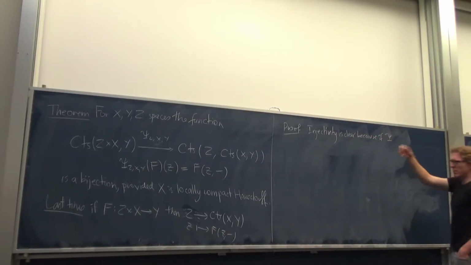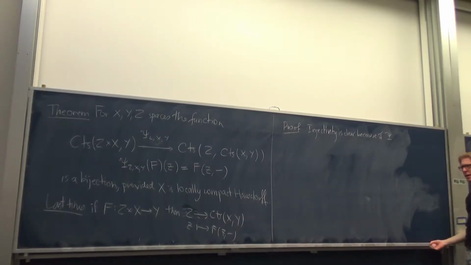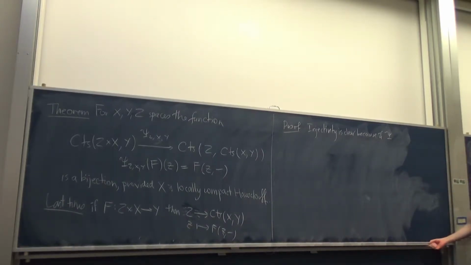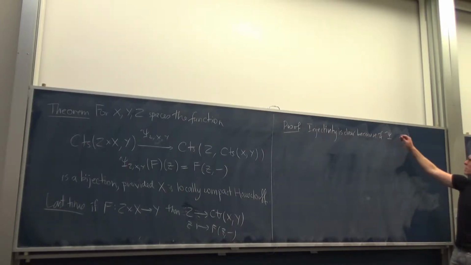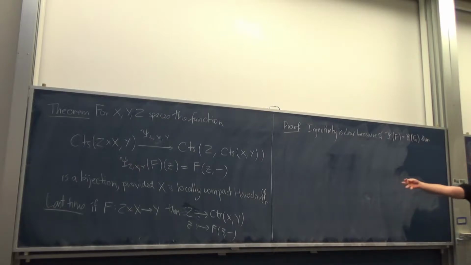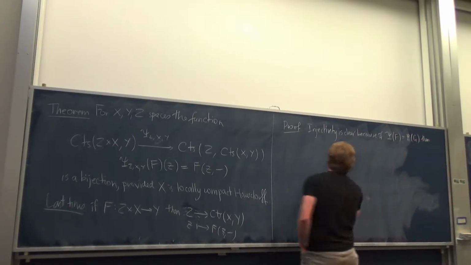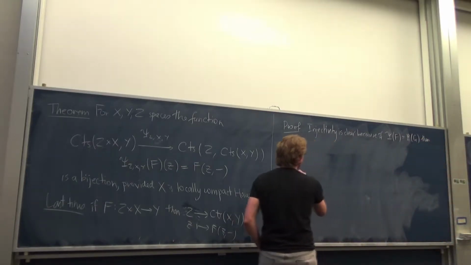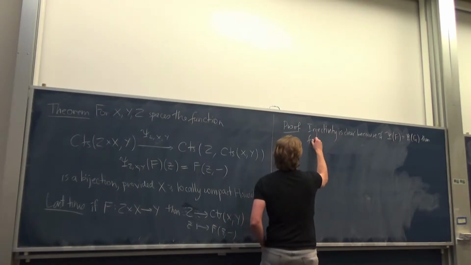Let me just write psi for this thing. So we're going to fix Z, X, and Y. Injectivity has nothing to do with the compact, locally compact Hausdorff condition. So it's clear because if I had psi f equals psi g, well, I'm just remembering the data of f in a slightly different package. So certainly, if I have those psi's being the same, then f and g are the same.